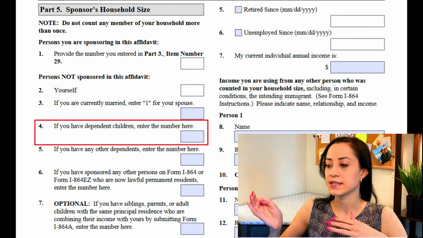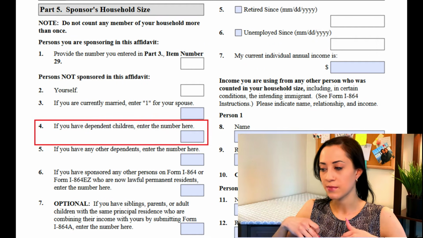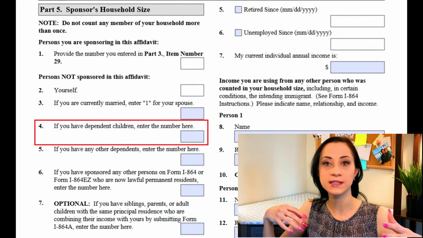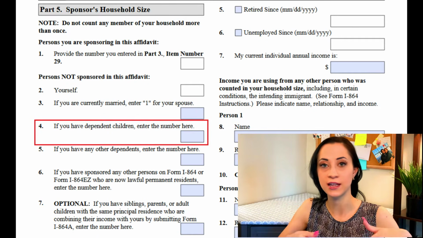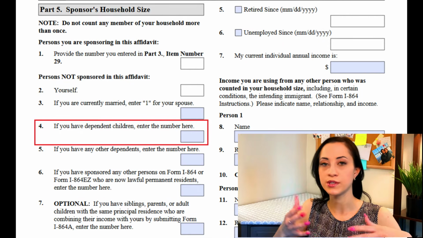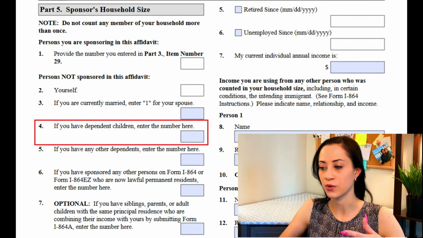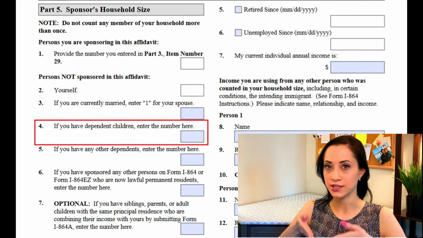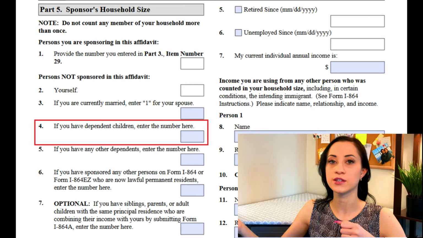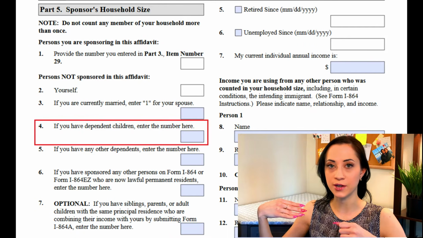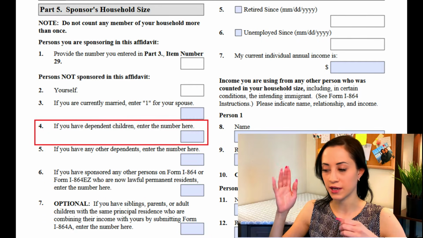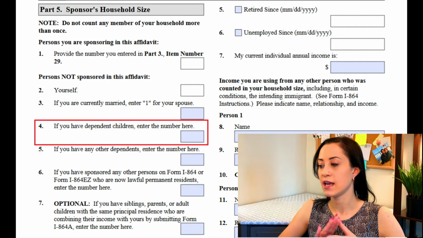However, say for example, you immigrated here some time ago and now you want to bring your child, but in the meantime, you actually had another child in the United States who is now underage and is living with you. Then you will include your child here, just the 1. And the child that you will try to bring from overseas to immigrate here, they will already be included under number 1, okay? So please make sure, again, to not count anybody twice.